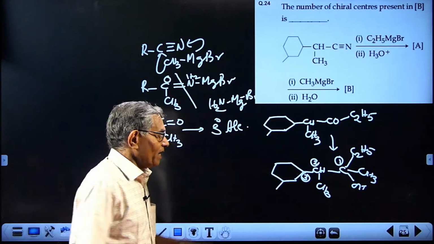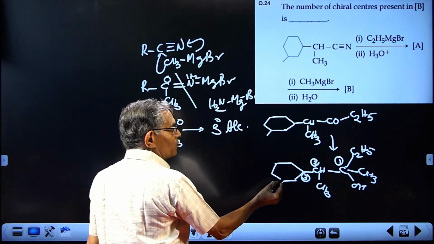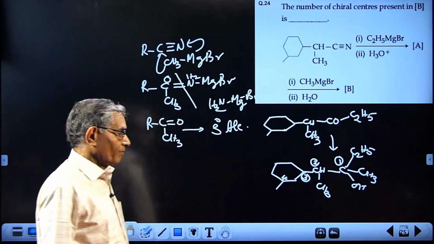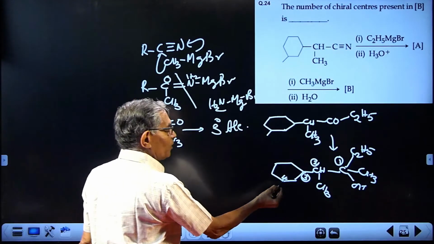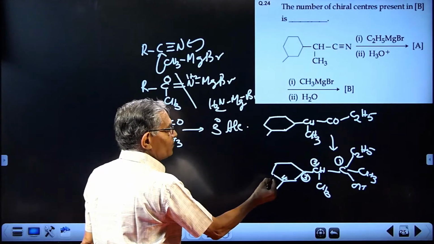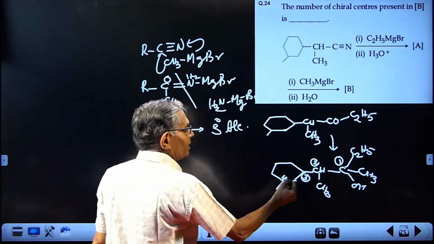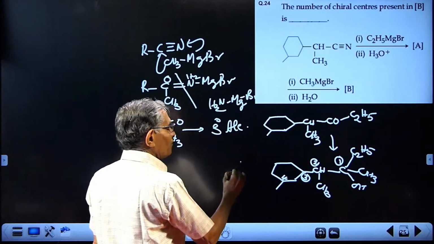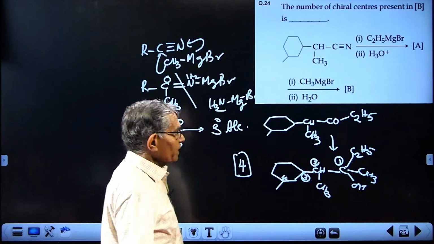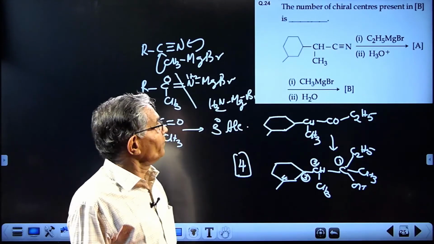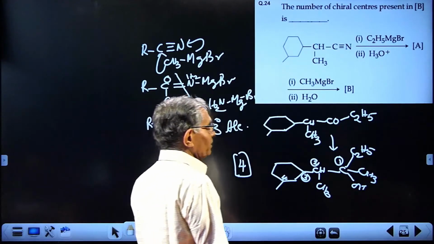This is an asymmetric group, carbon, and this also is an asymmetric group. Attached here you have got hydrogen, CH3, then CH2, CH2, CH2, etc. Here only CH2. So there are 4 asymmetric centers. So the answer for this question is 4. That way, question number 24 is over.